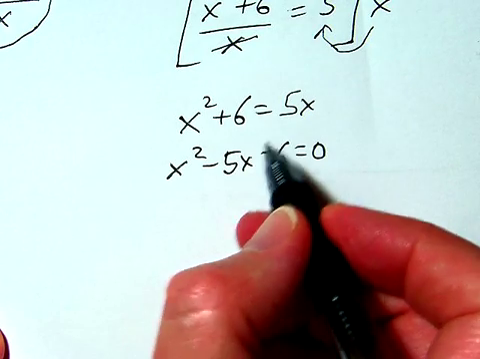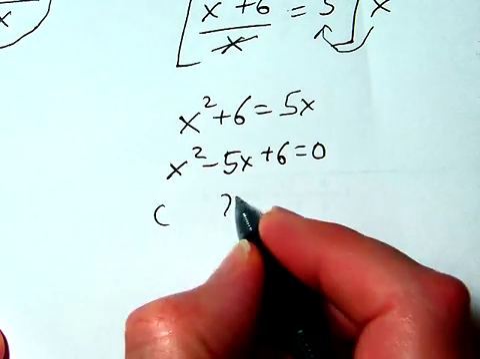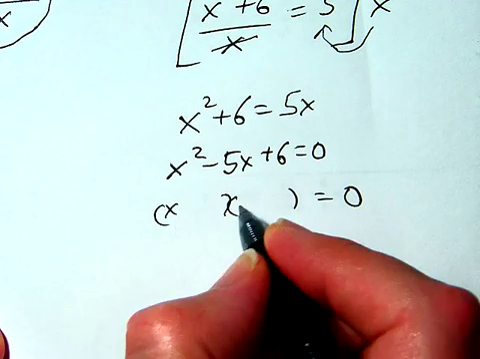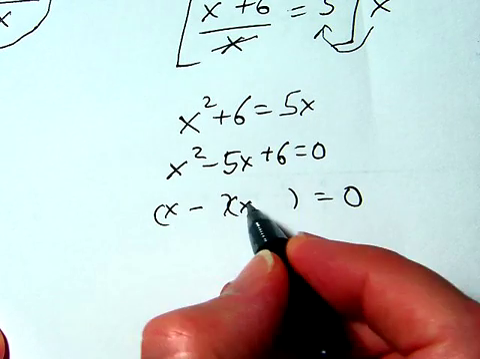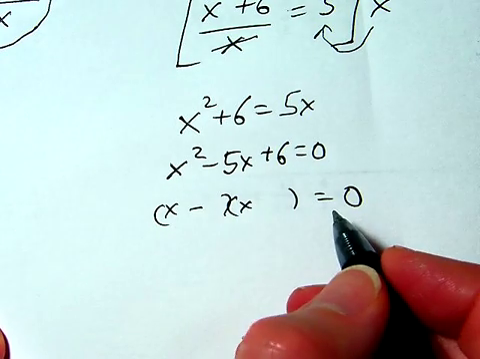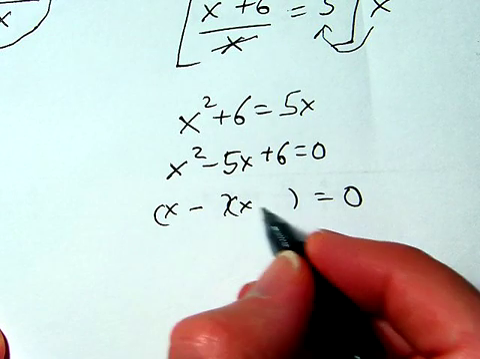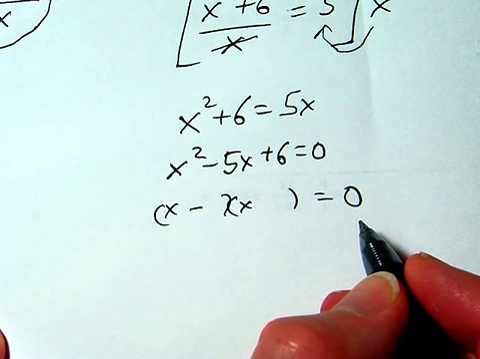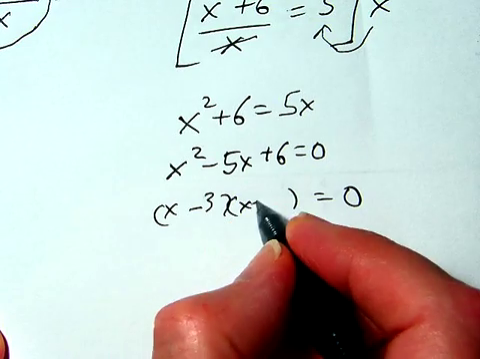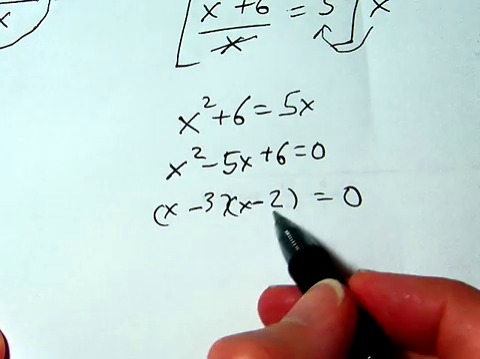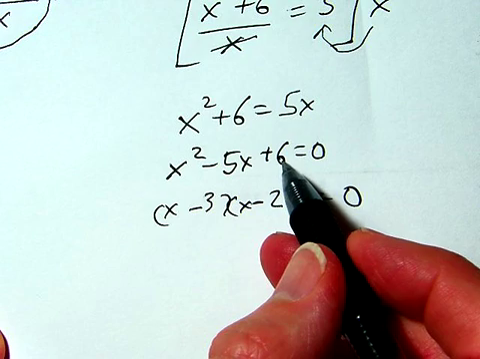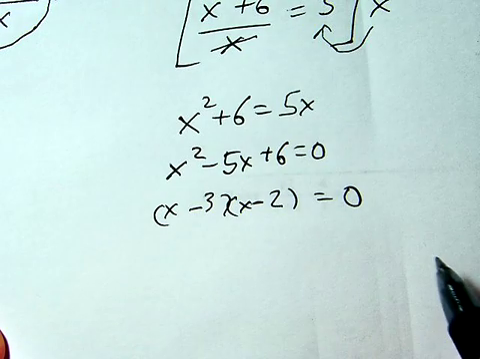I've just subtracted 5x from both sides. This looks like it can be factored. Let's see, can it be factored? Yes. We've got a -3 and a -2. So we have two factors that multiply to +6, but add up to -5.